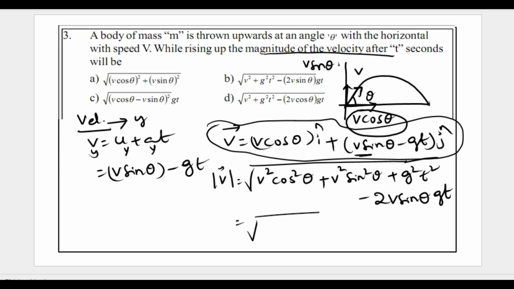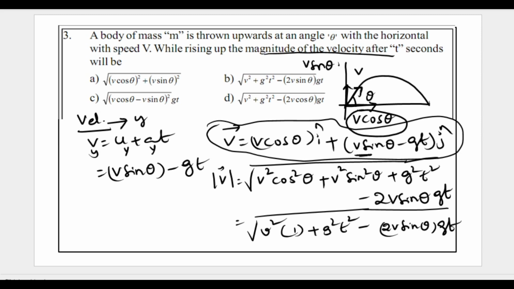So we already know very well, children, here take v square common: sin square theta plus cos square theta is equal to 1, plus g square t square minus 2 v sin theta into gt. So this is the answer. Which option? v square plus g square t square minus 2 v sin theta gt. So option B is the right answer. Option B is the right answer.